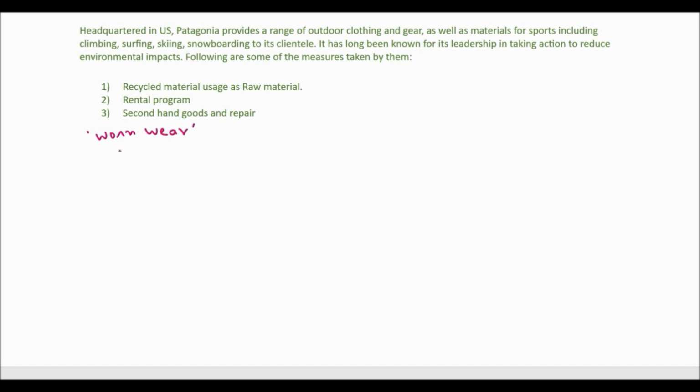So this is an example of how Patagonia is setting an example in utilizing the concepts of circular supply chain or circular economy. Thank you.